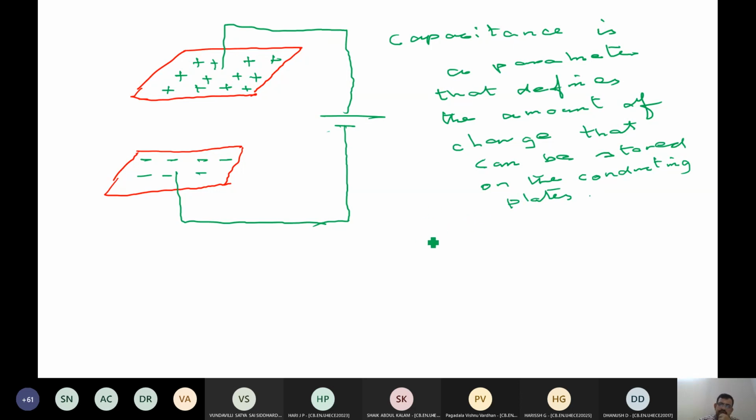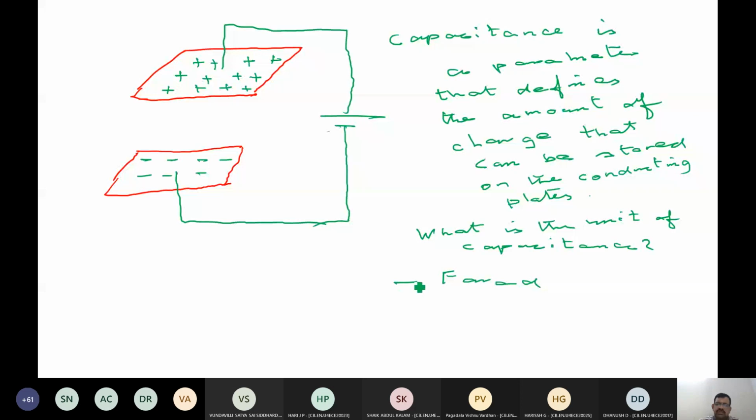So it's a parameter. What is the unit of capacitance? Anybody? Farad. The SI unit is farad, and it's a large unit. It's really large. If I have built a capacitor which has a capacitance of 1 farad, that is quite large.